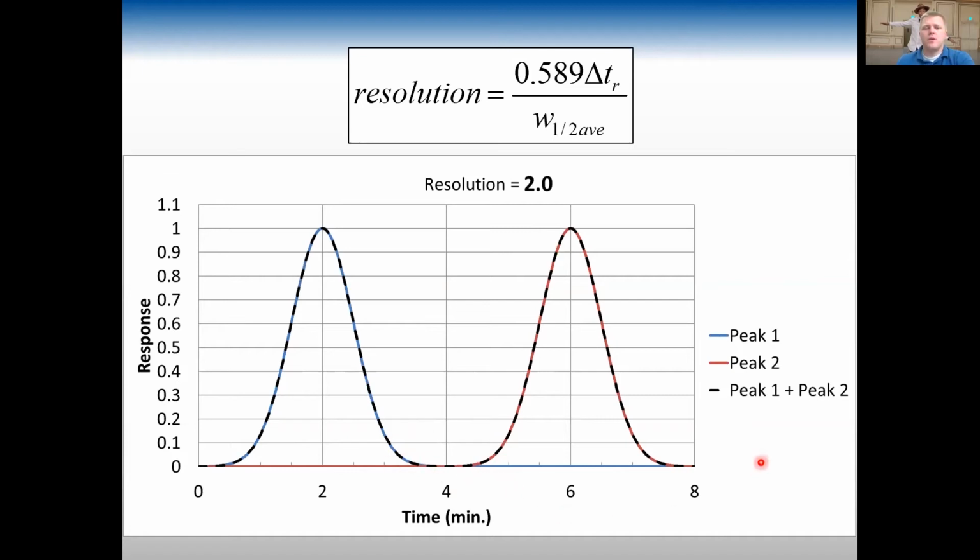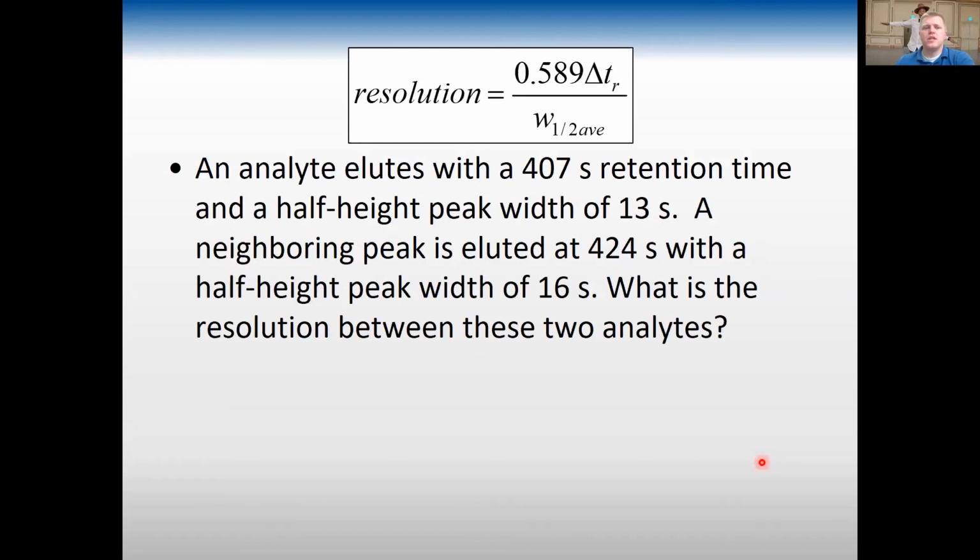So let's give you a little bit of practice with resolution. Let's say we have an analyte that elutes with a 407-second retention time, which means it takes 407 seconds for the analyte to come off our column, and a half-height peak width of 13 seconds. A neighboring peak is eluted at 424 seconds with a half-height peak width of 16 seconds. What is the resolution between these two analytes? Go ahead and pause the video and work this out now. It's simply a math problem.